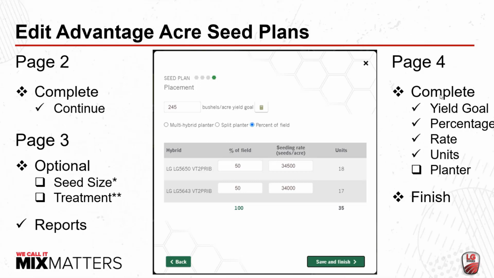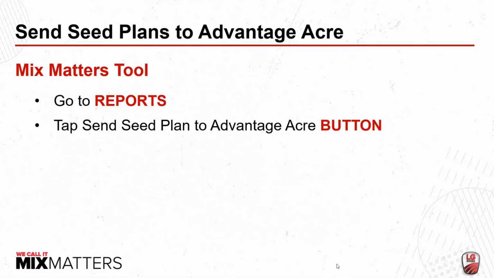Again, it should be basically complete. I already have my yield goal, I have my percent of field, I have my seeding rate, and I have my units. That's all been pulled in from the Mixed Matters tool. I might want to consider making a planter change here if I'm going to a multi-hybrid planter. Otherwise, I'm going to leave this alone and save and finish.